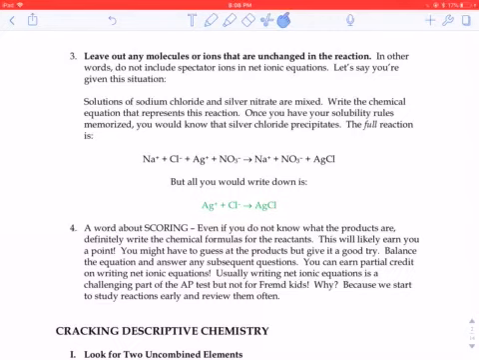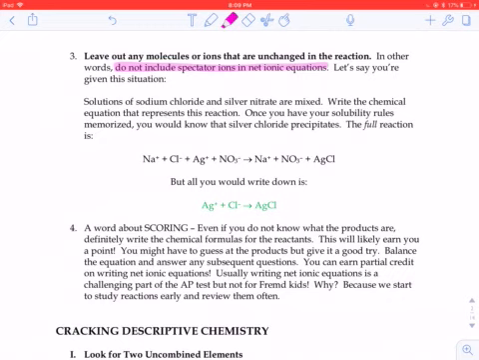Another thing to keep in mind when you're writing a net ionic equation is that you don't want to include spectator ions, those species that do not change during the course of the reaction. So, for example, if you mix some sodium chloride and some silver nitrate together, it does form a precipitate, silver chloride, but the sodium ions and the nitrate ions are in there.